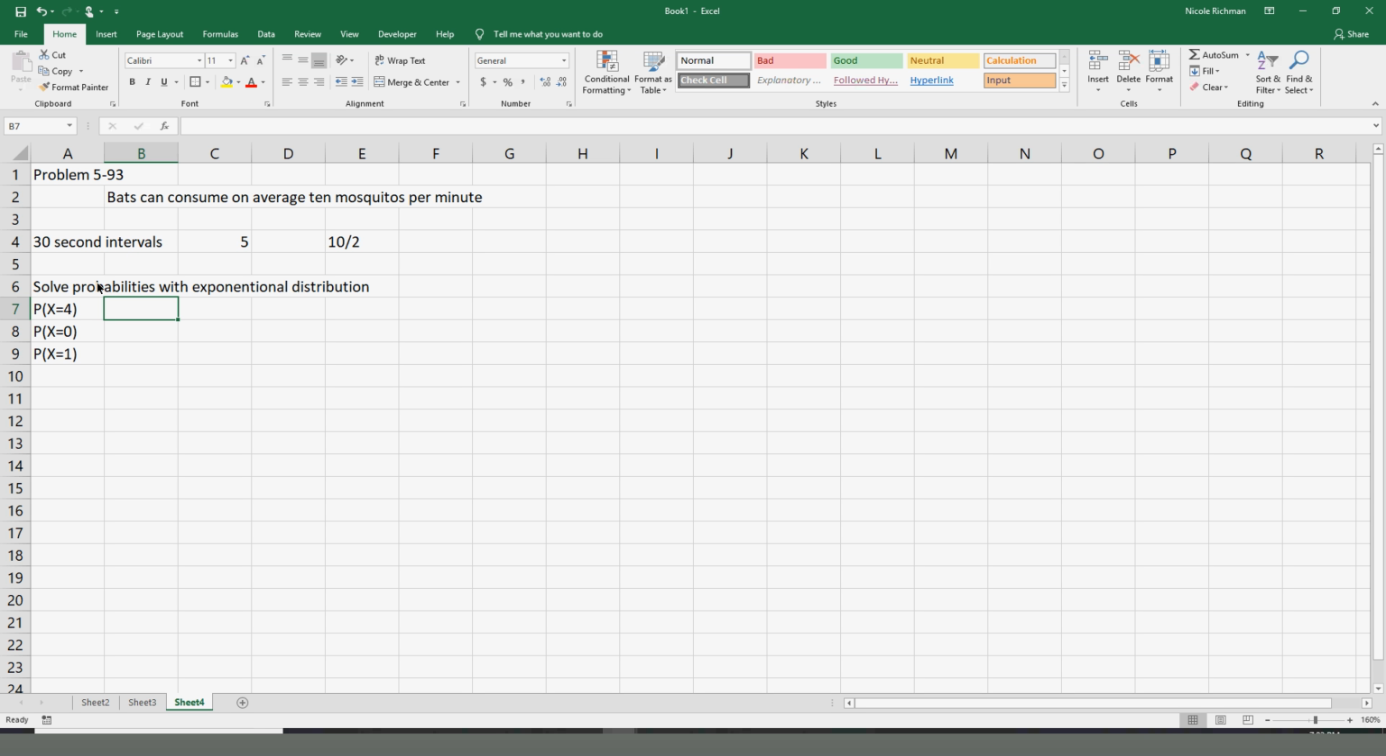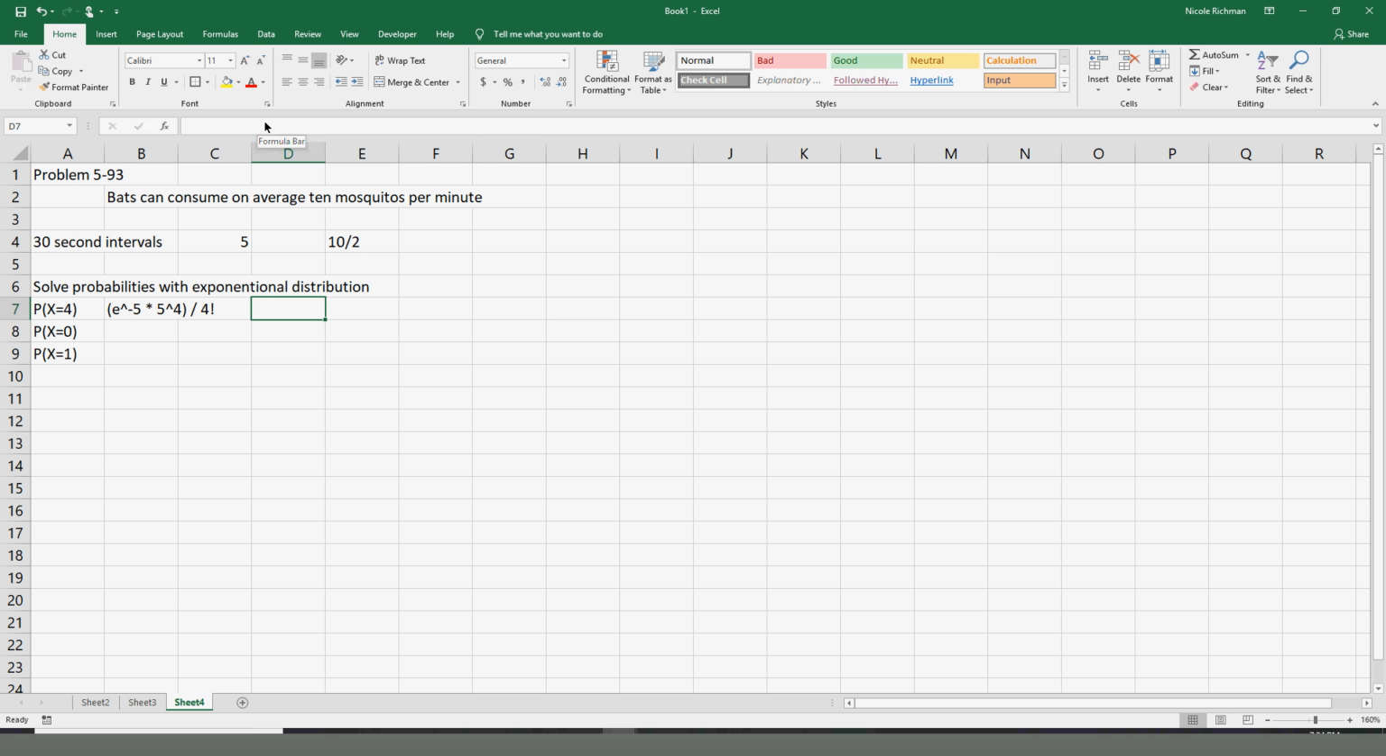So the equation is actually written, so if we wanted to know x equals 4, we would do e to the power of -5 times 5 to the power of 4, divided by the factorial of 4, sorry.